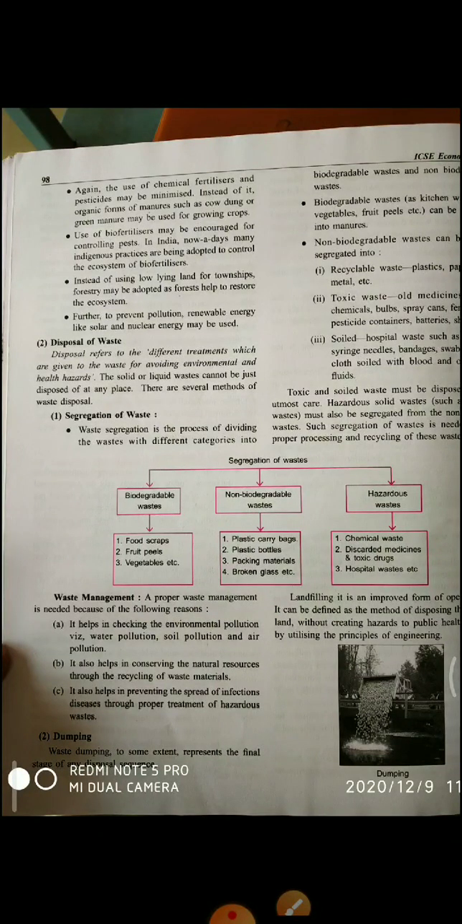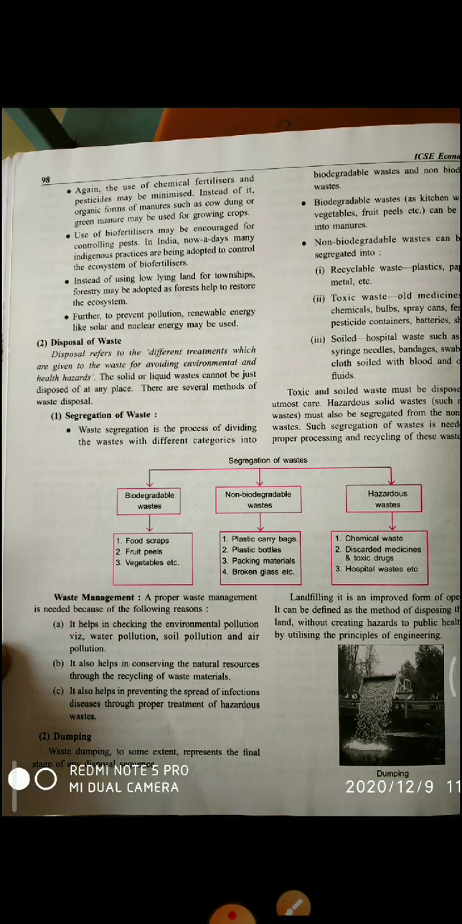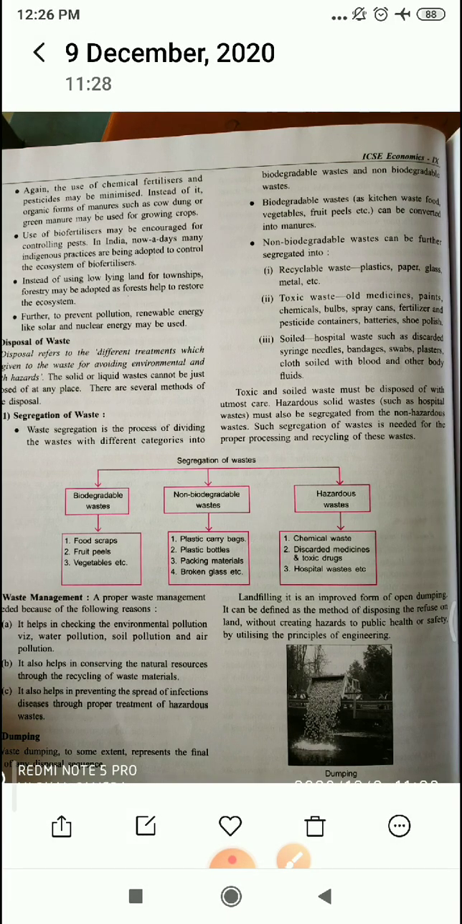A proper waste management is needed because of the following reasons. It helps in checking the environment pollution, water pollution, soil pollution and air pollution. It also helps in conserving the natural sources through the recycling of wastage. It also helps in preventing the spread of infectious disease through proper treatment and disposal. Dumping, waste dumping to some extent represent the final stage of the process.